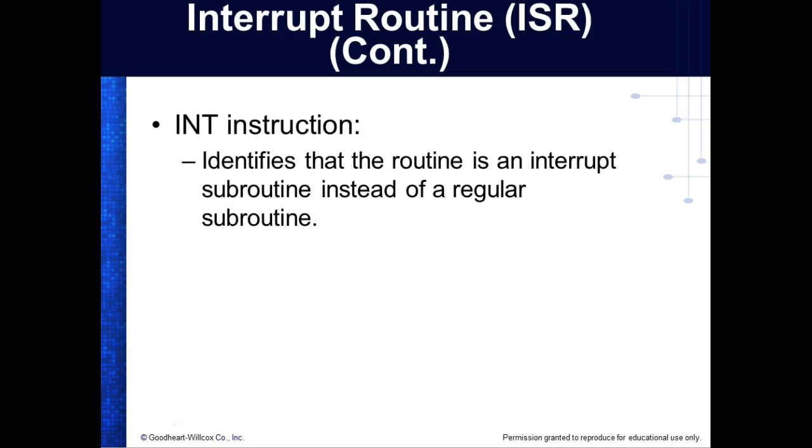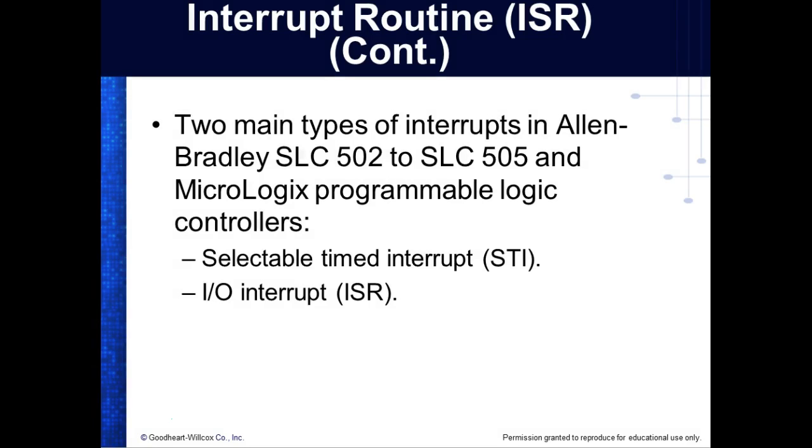So we have an INT instruction which identifies it as an interrupt. Two main types of interrupts in Allen Bradley. We have what we call a selectable time interrupt, STI, and then we have an ISR, which is an I/O interrupt. So what would an I/O interrupt be? Well, that would be me coming over here and pressing a button. And it doesn't even look at the scan cycle. It's going to generate an interrupt. And it would go out there and service that button when? As soon as the interrupt is true.